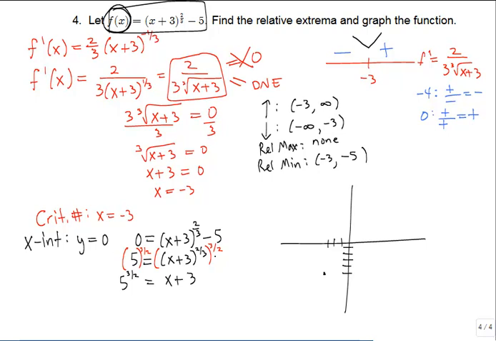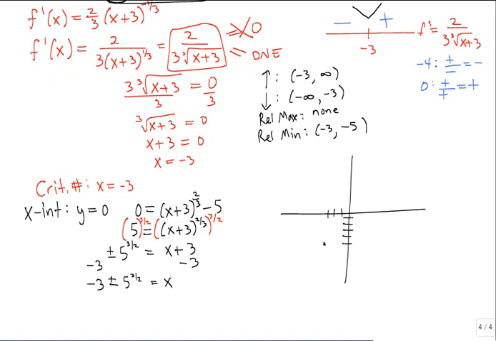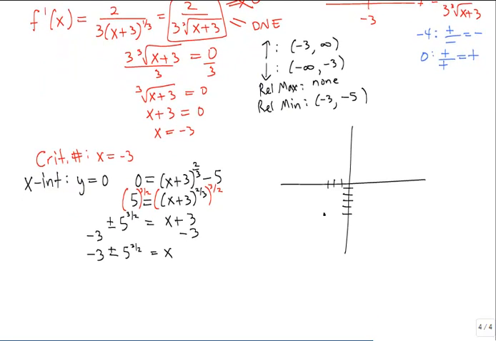Now, technically, what I was doing when I raised both sides to the 3/2 was I was taking a square root and then cubing, because that 2 in the bottom means a square root. And remember, when you take a square root, you technically get 2 solutions, plus or minus. So I really need to have that plus or minus symbol in there. If I finish solving for x, I would get -3 plus or minus 5 to the 3/2 equals x. And that's a little messy. You'd want to dig out your calculator for that.